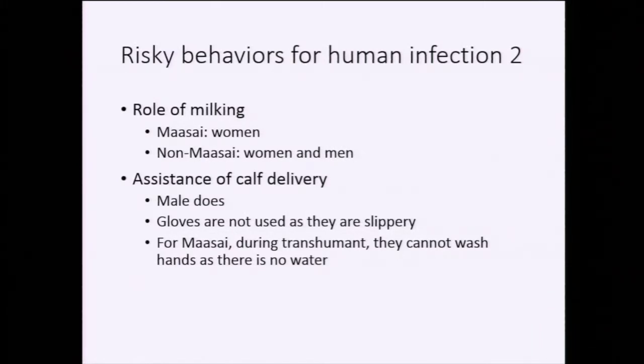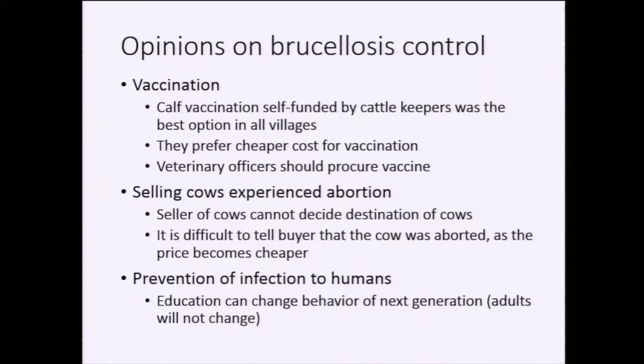And for assistance with calf delivery, males do it, and gloves are not used as they are slippery. And for Maasai, during transhumance, they cannot wash hands because there's no water. And on opinions about brucellosis control, all the villages selected calf vaccination at their own cost. They, of course, prefer cheaper cost. And all the villages identified veterinary officers to procure vaccine and to help.